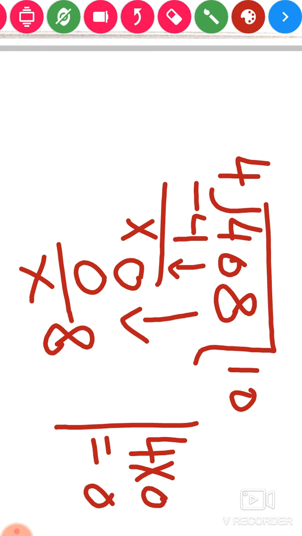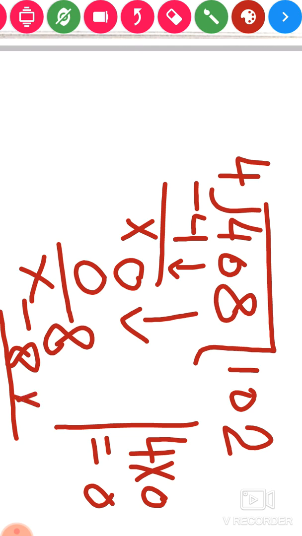So 4, 8. Do we get 8 in 4's table? Count the table. So 4 2s are 8. We will write 2 in the quotient. We will write 8 below 8. And then 8 minus 8 we will get cross. Nothing. Okay. Clear? This question is clear. Now let us move ahead.